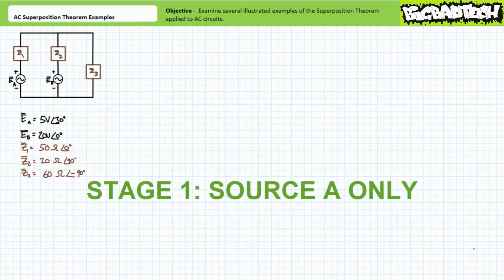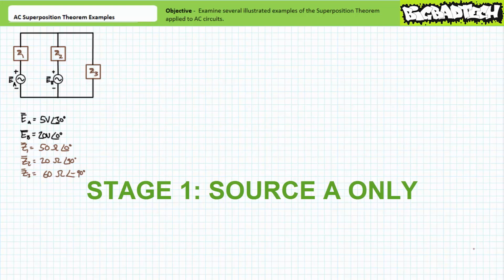Stage 1 of this illustrated example problem necessitates we solve for voltage across and current through each impedance element when voltage source EA is the source of interest and voltage source EB has been removed from consideration. In addition to solving for magnitude and phase shift, clearly indicate the assumed direction and polarity.